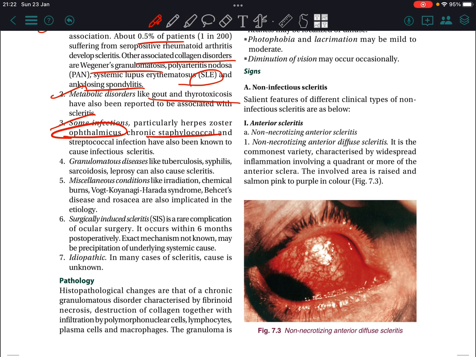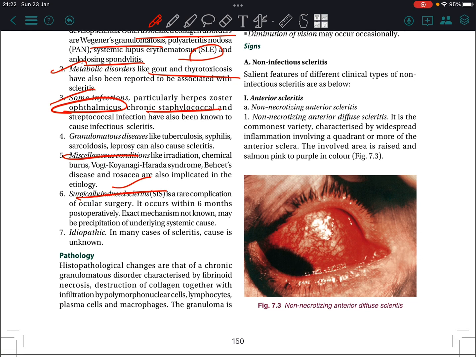Granulomatous diseases like tuberculosis, syphilis, sarcoidosis, etc. Rosacea are also implicated in etiology. Surgically induced scleritis. Idiopathic: in many cases of scleritis, the cause is unknown.